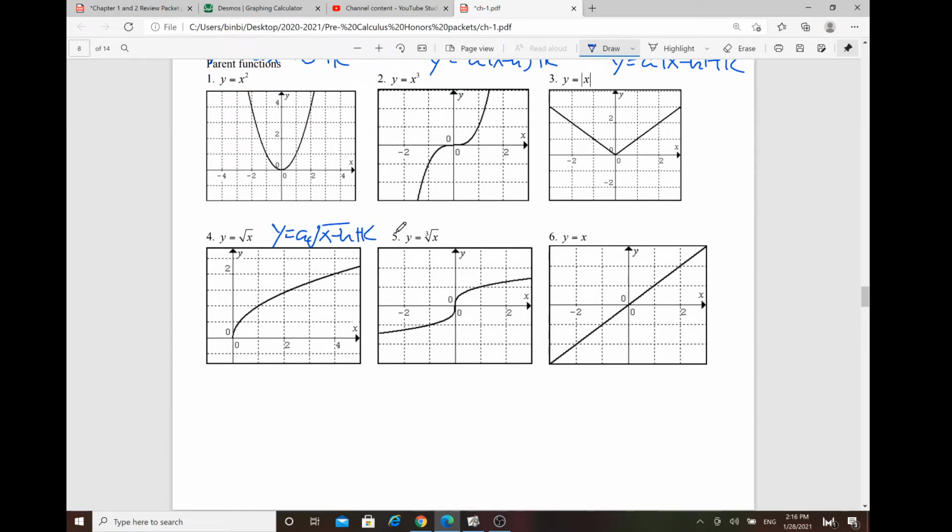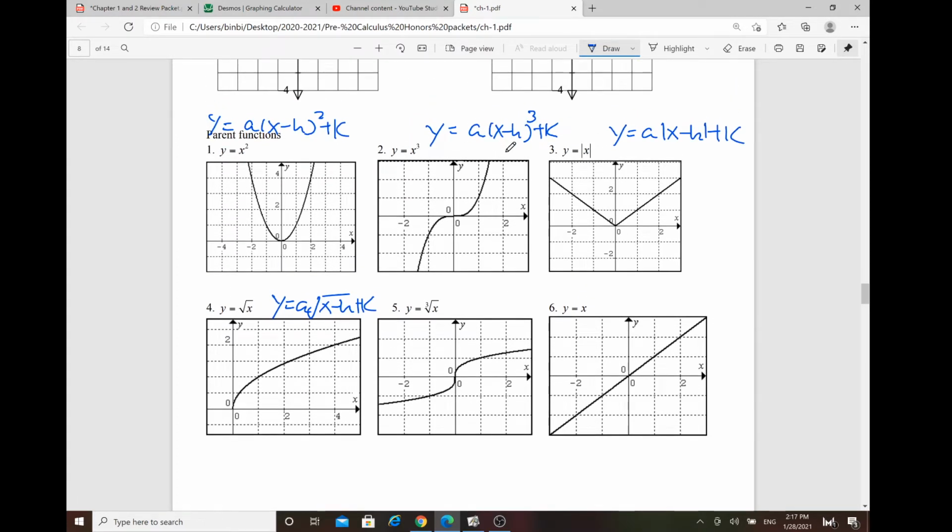Now you might be wondering, what about for b? Another scale factor right next to the variable. Again, the value of b, sometimes you can factor that out. You can take out that as part of the scalar and then multiply that with the coefficients, so that becomes the value of a. And then this one says y equals a cube root of x minus h plus k.